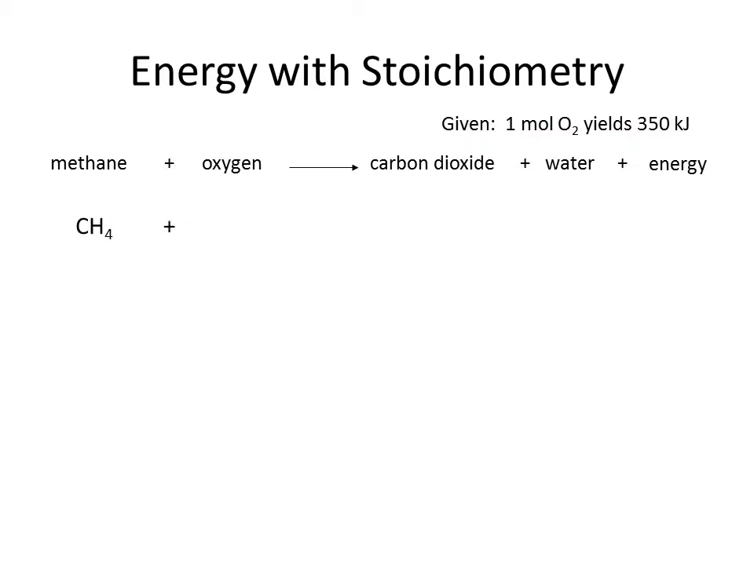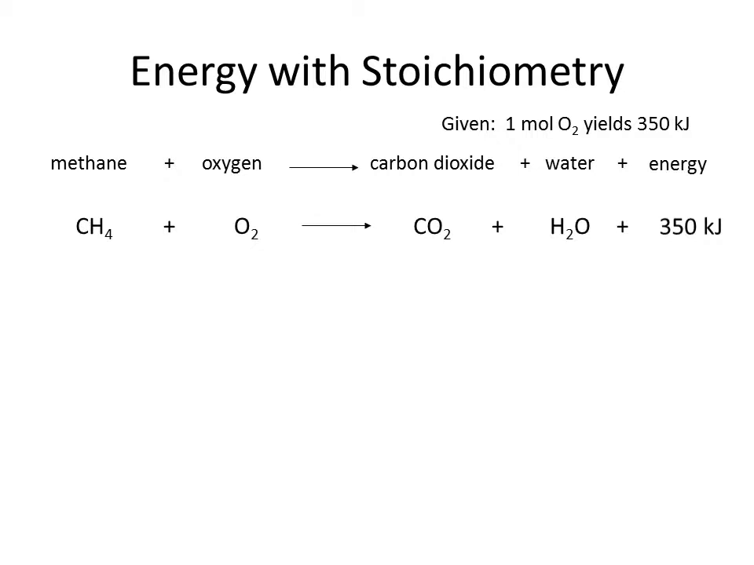Methane is CH4. Oxygen is O2. You have to recall oxygen is diatomic. Don't just write O. Carbon dioxide is CO2, water H2O, and then we're going to get our energy. Remember, it says we get 1 mole of oxygen, 350 kilojoules. So as the equation is written right now, we have 1 mole of methane, we'll get 350 kilojoules of energy.